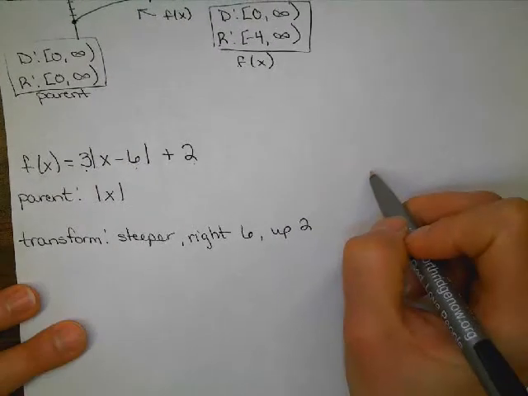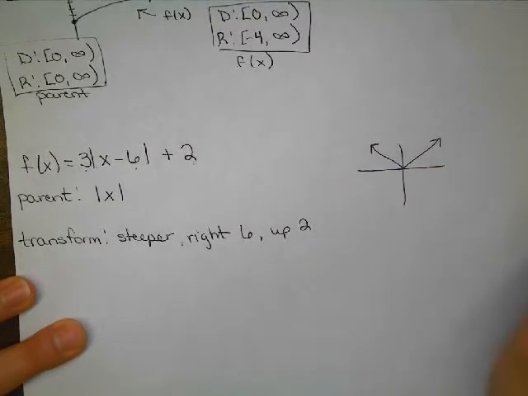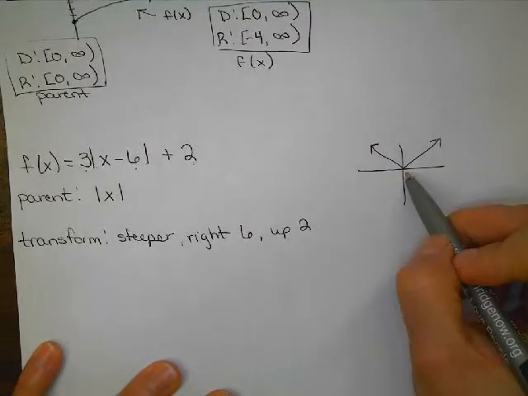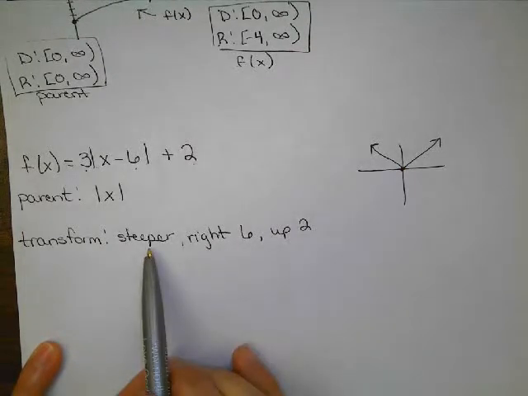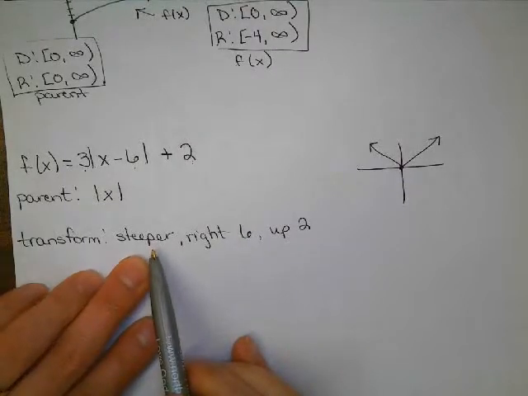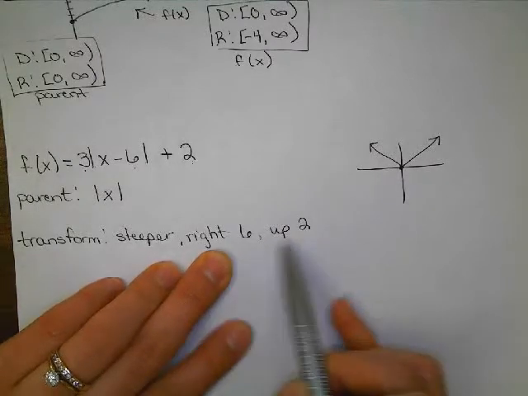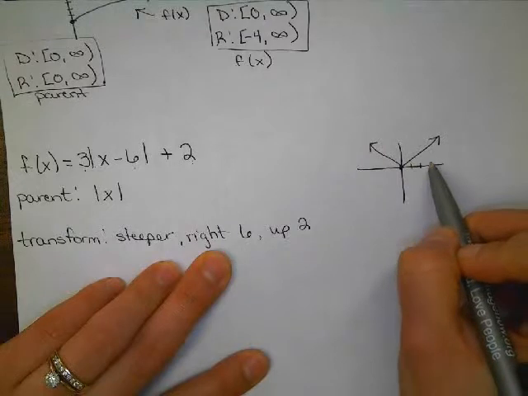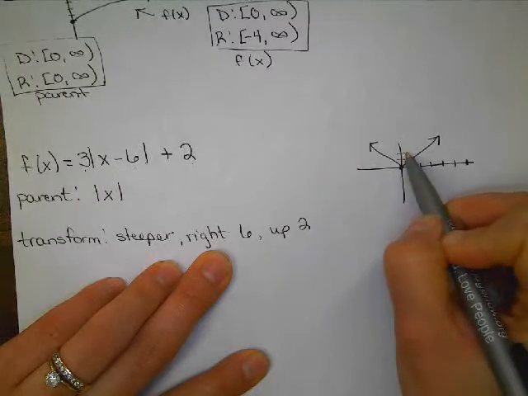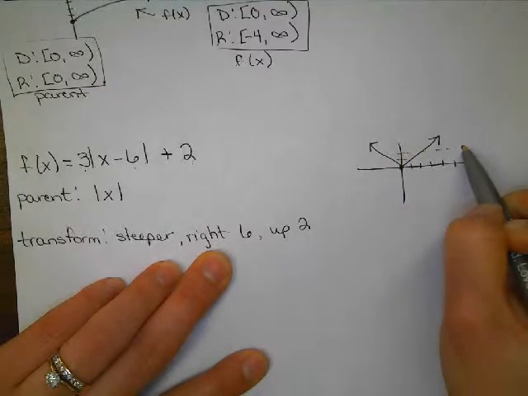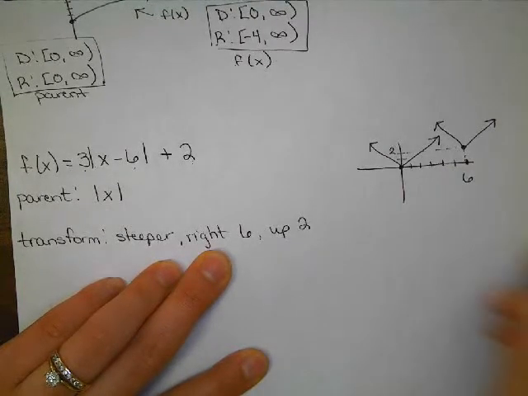So now I can draw a little sketch of an absolute value function, and again, this is in your notes, that bright yellow paper we have. My absolute value function is going to look like this, where I have my vertex, again, at 0 here. So if I know it got steeper, that really doesn't have anything to do with the domain and the range. So I'm going to focus on this right 6 and up 2. So I go to the right 6, which would be out here, and up 2. So my new vertex is right here. So I went right 6 and up 2.